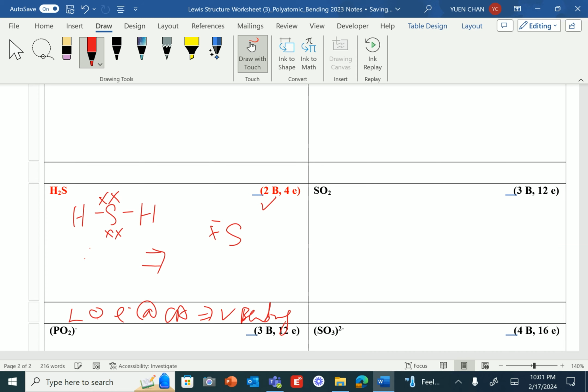So it will be like one pair, all right? So it will be this 2 electron right here, and then there's another 2. So you don't want to put them like evenly distributed. It should be like 2 on the left, 2 on the right hand side, and then draw the edge like that. Okay, this is it.